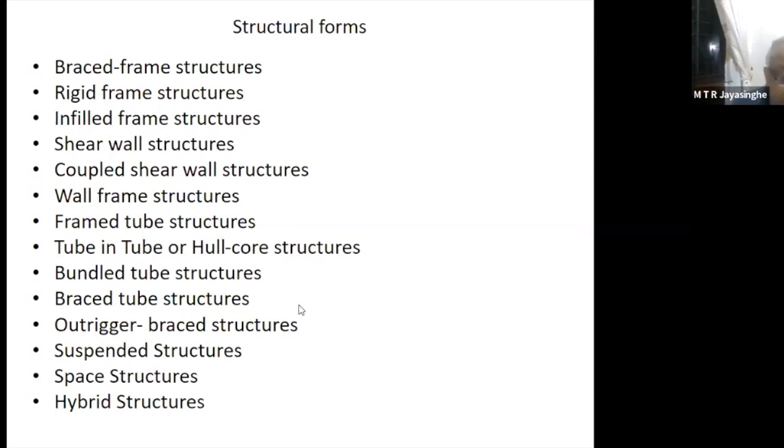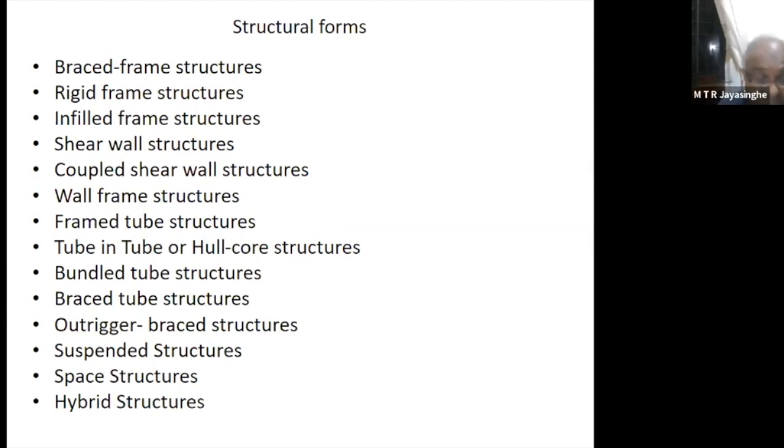Bundled tubes, braced tube structures. And in addition to the tube, you get bracings. Outrigger brace structures, that is, combining the outer skin and the inner columns by using large internal beams. And then you will make it even stronger by running a deep beam on the outer periphery of the structure. Then you call it outrigger brace structures.